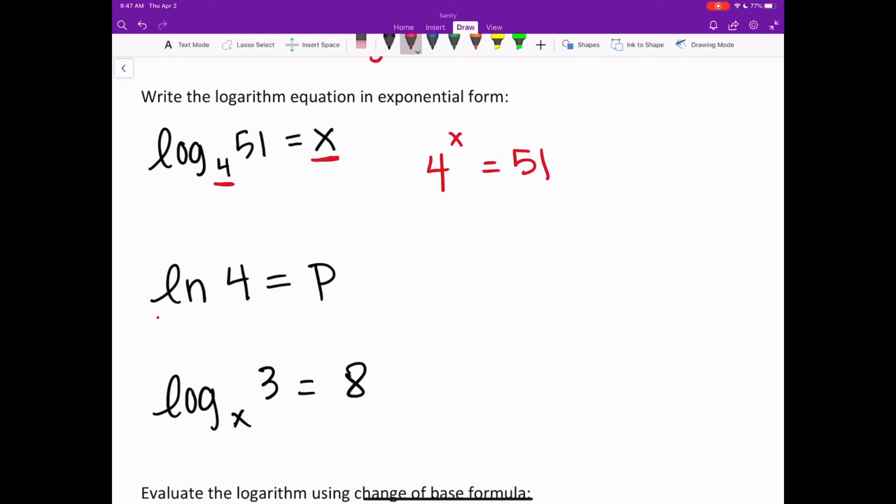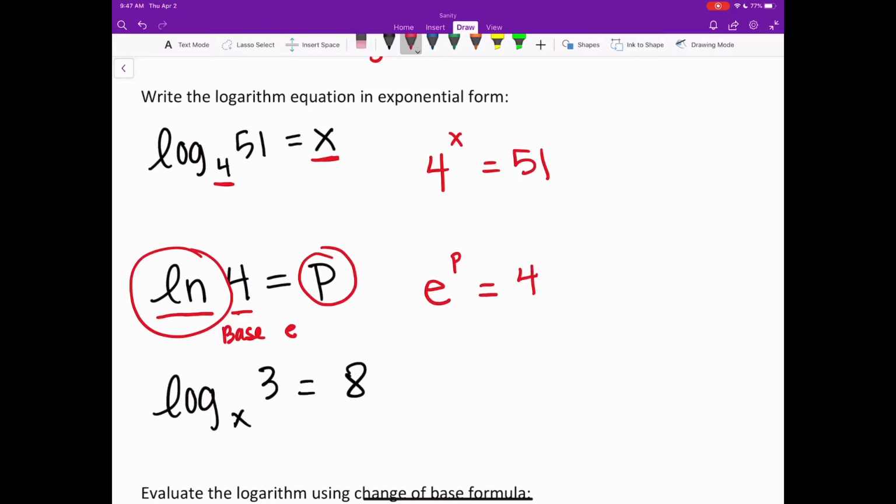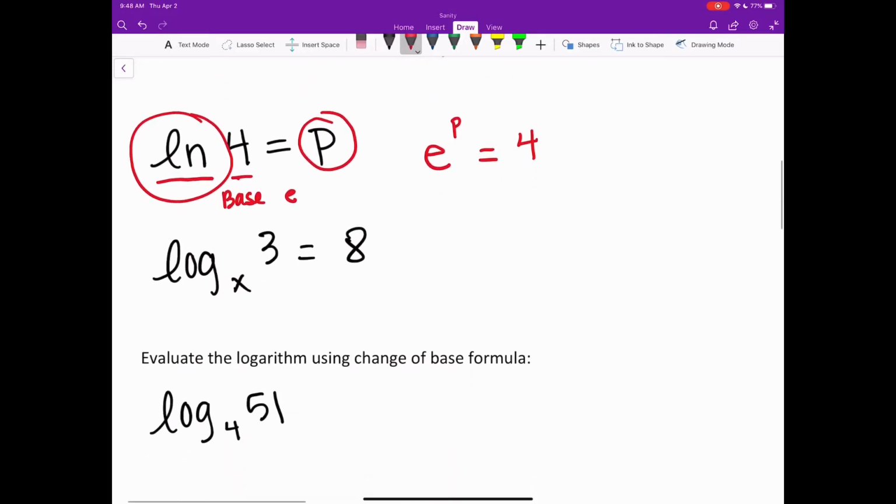ln of 4 equals p. Again, what do we know about natural logs? They have a base of e. So I have base e being raised to my power of p, whatever that number may be, equals 4. Again, even though there's variables, we're still just writing these in our different forms so we get used to this.